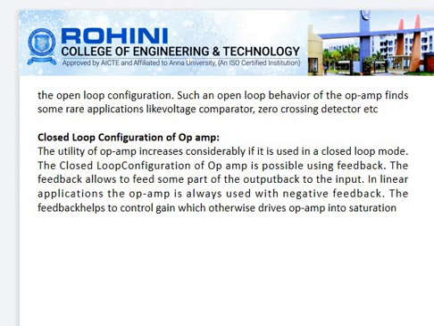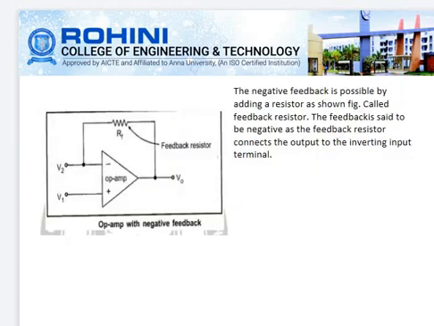Closed loop configuration of operational amplifier. The utility of the operational amplifier increases considerably if it is used in closed loop mode. The closed loop configuration of the op-amp is possible using feedback. The feedback allows some part of the output to be fed back to the input. In linear applications, the op-amp is always used with negative feedback. The feedback helps to control the gain, which otherwise drives the operational amplifier into saturation.